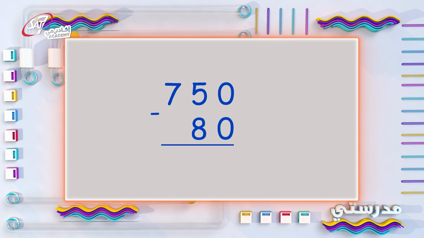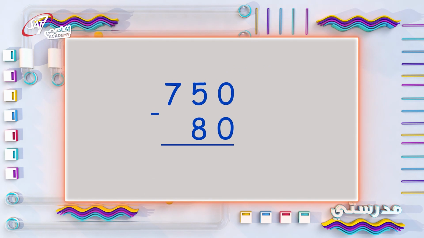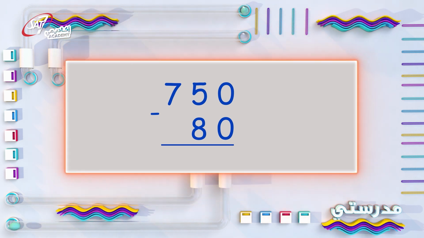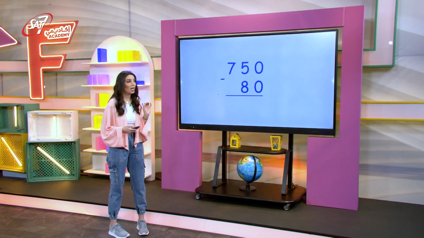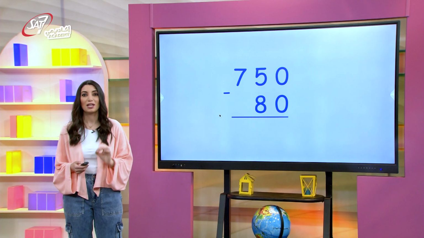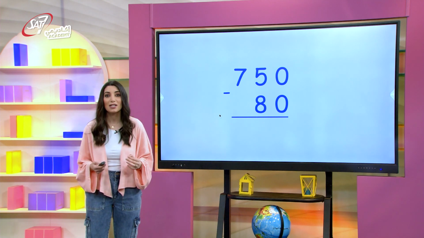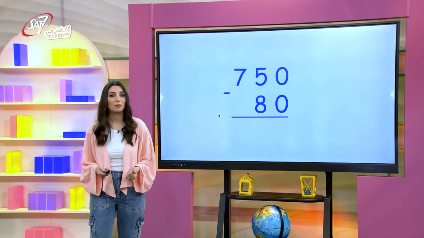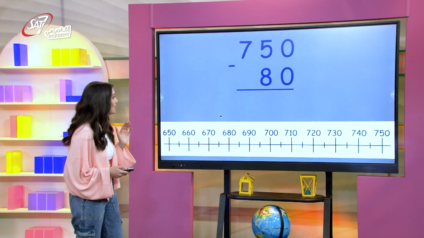Now look at this subtraction sentence. We will solve it differently. 0 minus 0 is 0. 5 minus 8 is not possible because we have more on the floor. However, this time, instead of borrowing, we are going to count backwards by tens, 8 times, since we are subtracting by 80. Count with me.